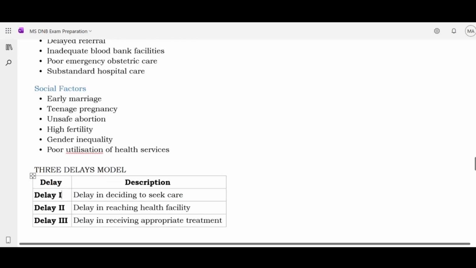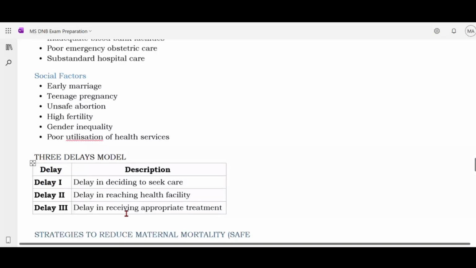The second delay is in referral. It is at the level of the referral. So, delay in reaching the health facility. The third delay is delay in receiving the appropriate treatment. So here comes the role of the medical professional or the hospital. The patient has approached the health facility, but there was a delay in the institution giving the treatment, or the wrong treatment is given, and appropriate treatment is not received. So this is delay 3.